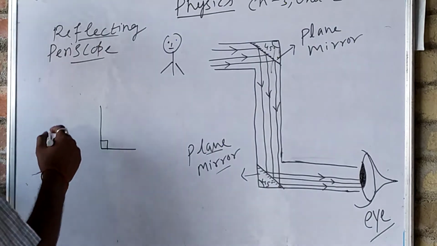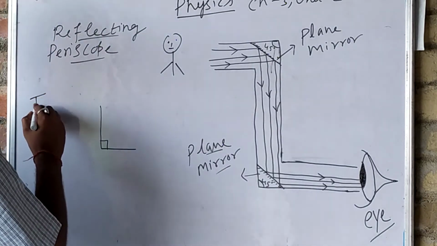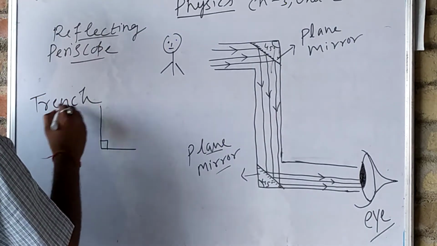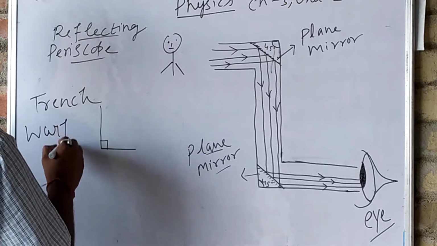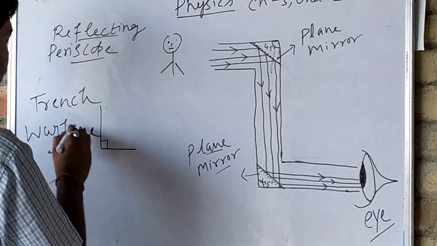So a reflecting periscope can be used where? At trench warfare. Trench warfare means what?